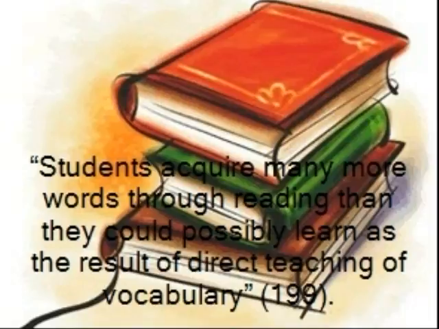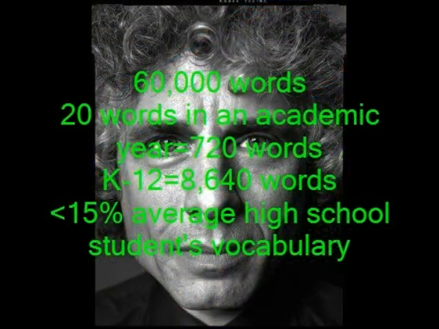Finally, Freeman and Freeman have an interesting argument that gives legitimacy to the socio-psycholinguistic approach. Students acquire more words through reading than they could possibly learn as a result of direct teaching of vocabulary. The vocabulary size study conducted by Steven Pinker found that the average high school graduate knows 60,000 words. Now, if a teacher tries to teach 20 words a week over the course of an entire academic year, their students will have learned 720 words in that year. If this happens from kindergarten all the way through 12th grade, the student will know a measly 8,640 words, less than 15% of the average high school graduate's vocabulary.